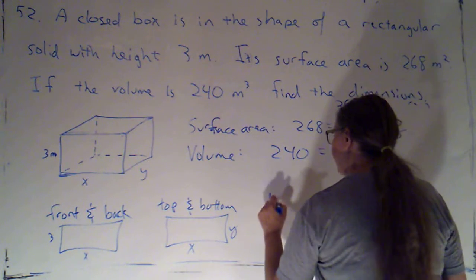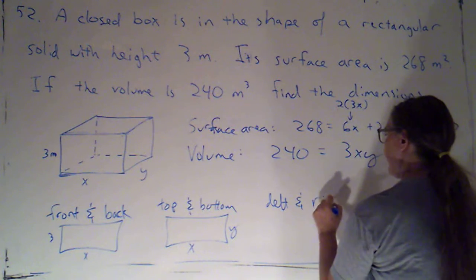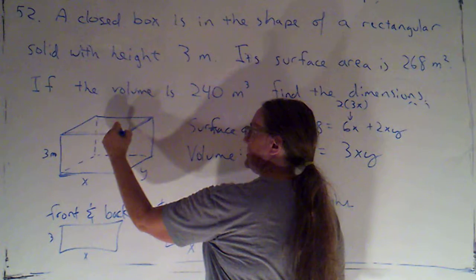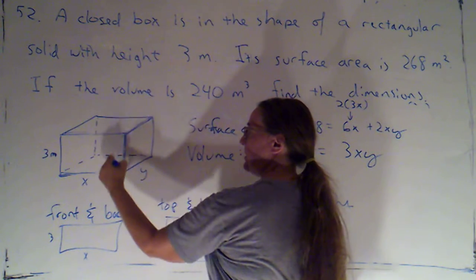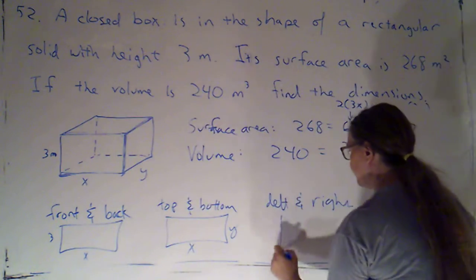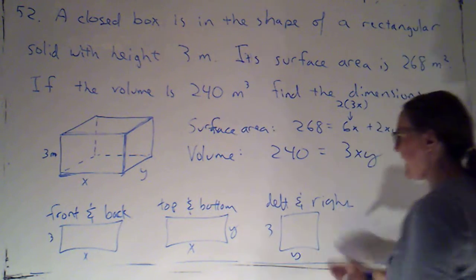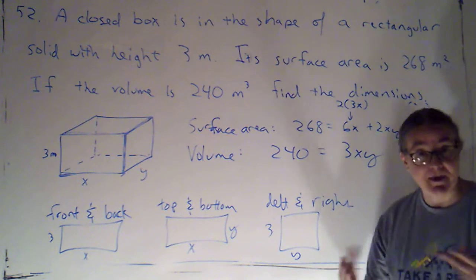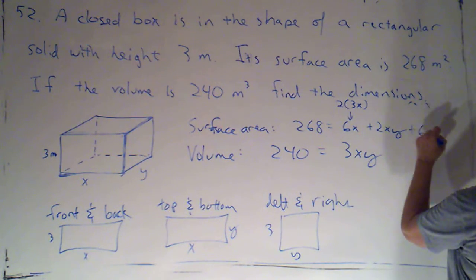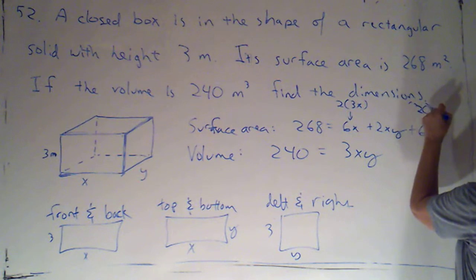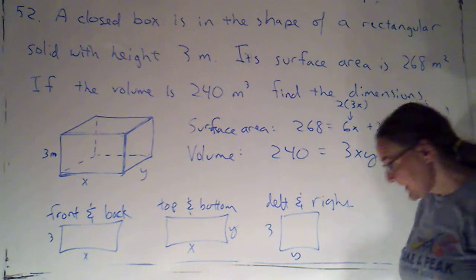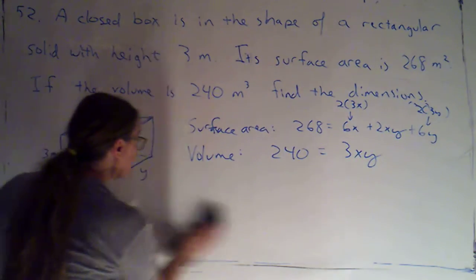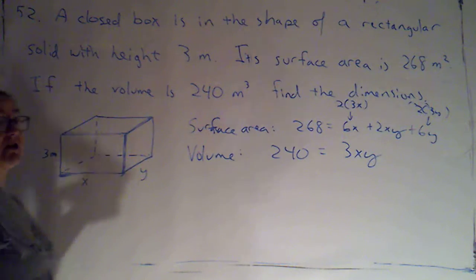And then we've got the left and the right. Well, here's the right side right here. Notice that's 3 meters tall and y meters back. So the area of one of those would be 3 times y. Again, I've got 2 of them, so that's going to be 6 copies of y, 2 copies of 3. Excellent. So those 2 properties of our rectangular box give us our 2 equations.